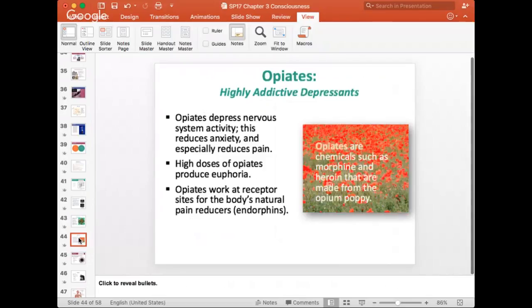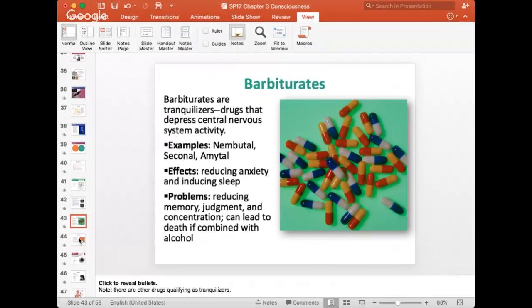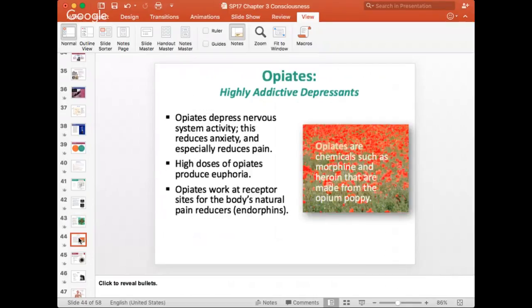Thanks. Opiates. Opiates are actually the painkillers. I kind of spoke out of turn there. Barbiturates kind of focus on anxiety. Opiates are more designed for pain, but it's the same sort of idea. They suppress nervous system activity.